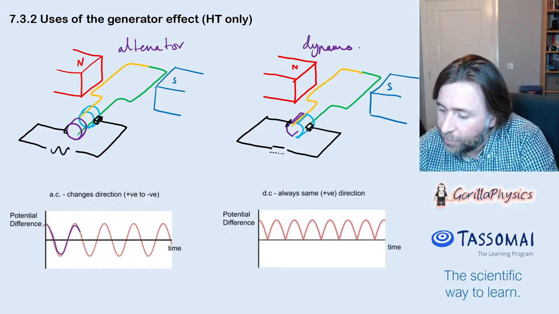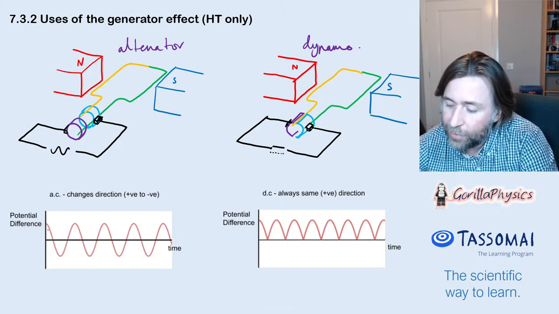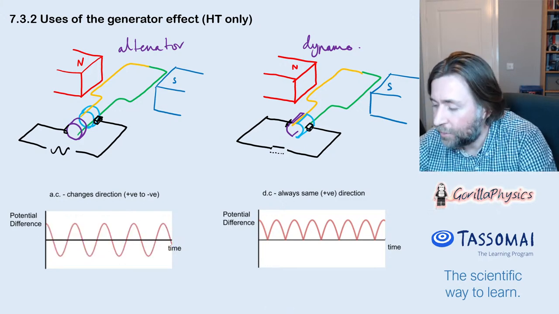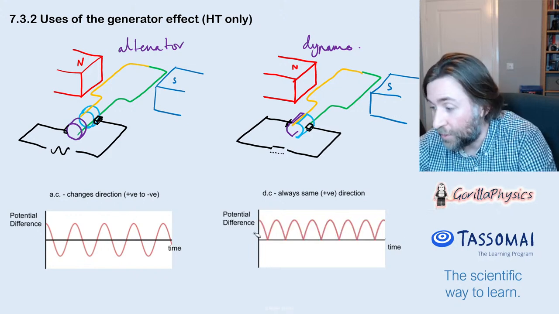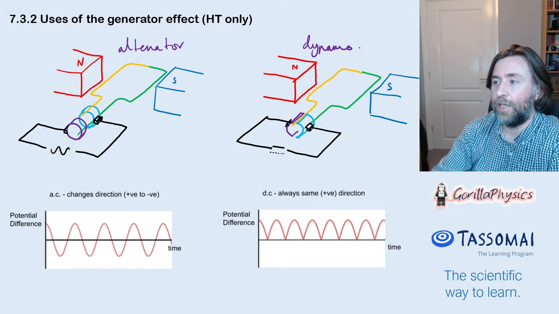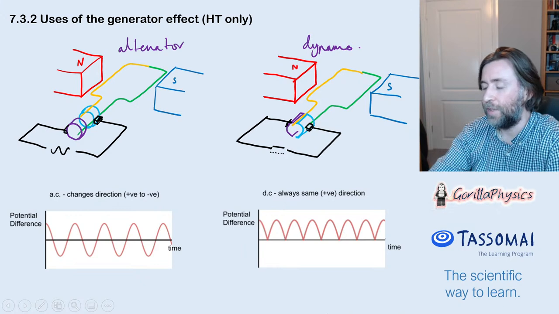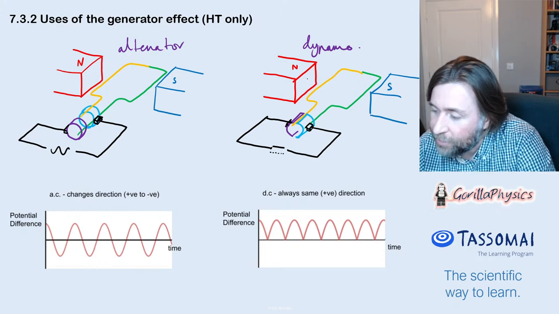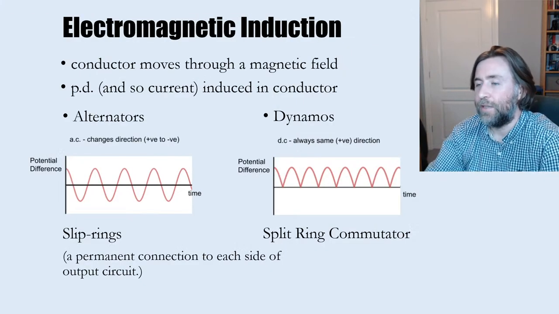So you get the alternating PD, alternating current PD here, AC PD with the PD changing direction from positive to negative continuously because it has those permanent connections, whereas the dynamo gives us positive, positive, positive, positive, because as it spins, we have that split ring commutator which is constantly changing the connection to either side of the coil. So we're always getting, with the purple connector here, a piece of wire moving up through the field, so we're always getting positive on that side, for example.